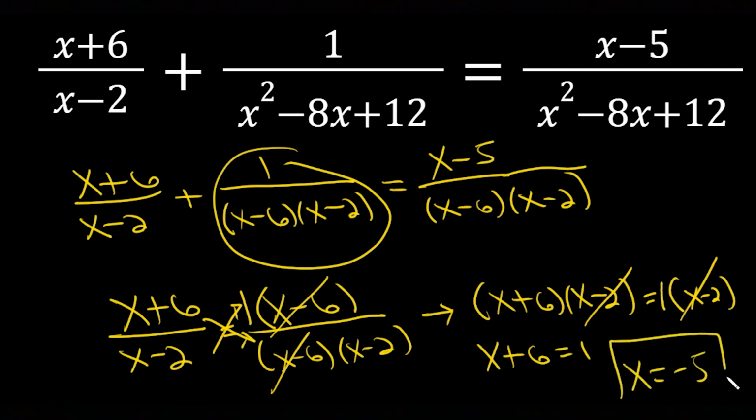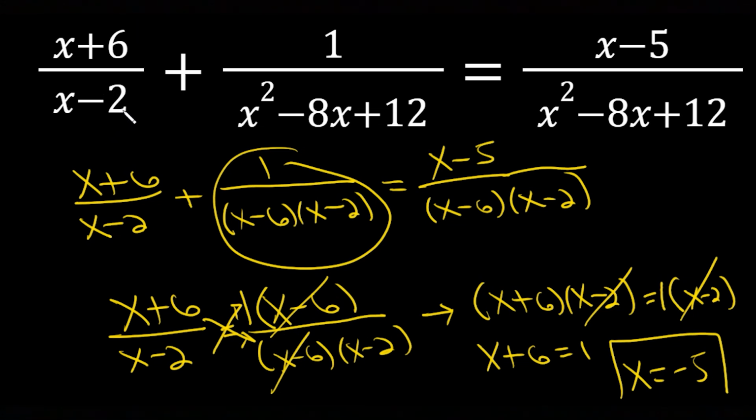So I'm going to box that in, but you should check to see if it's going to be an extraneous solution. Meaning, if I take that negative 5 and I plug it back into the original rational equation, will it give me an undefined answer? Meaning, will you have division by 0?